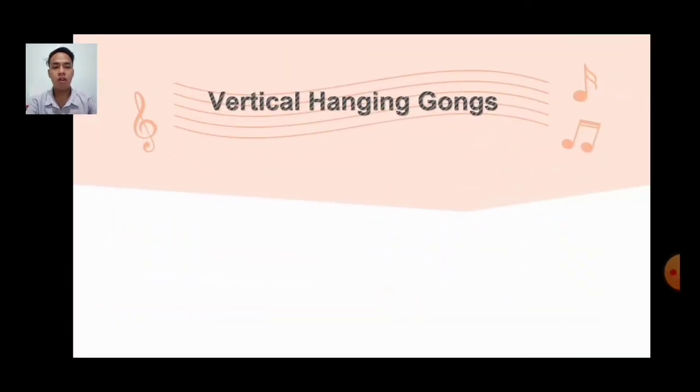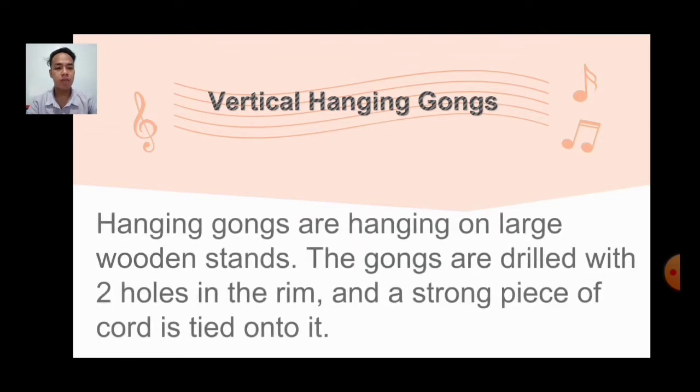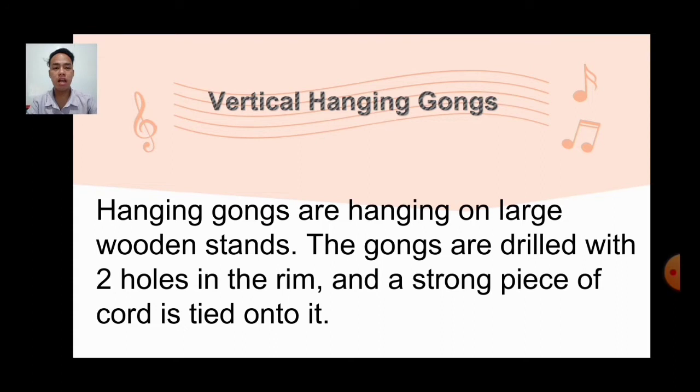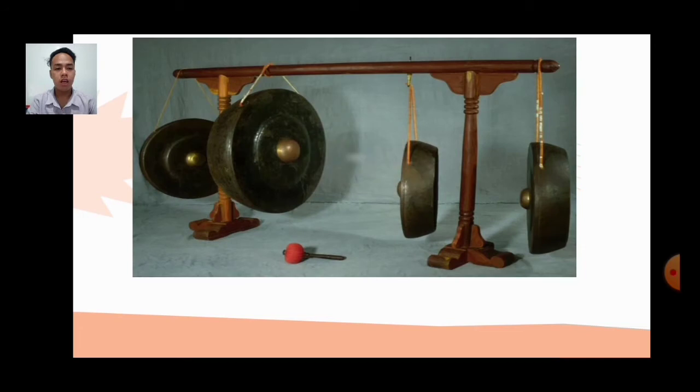First, we have the vertical hanging gongs. The vertical hanging gongs are hung on large wooden stands. The gongs are drilled with 2 holes in the rim, and a strong piece of cord is tied onto it. And this is the structure of a hanging gong. I want to tell you the importance of these gongs. These gongs are used to mark the beginning and the end of a certain piece. They also punctuate the different segments of the metric cycle.